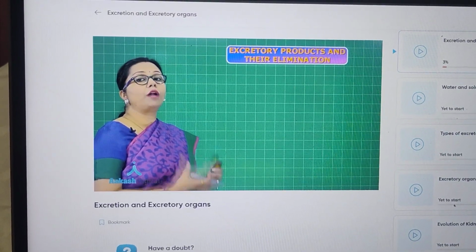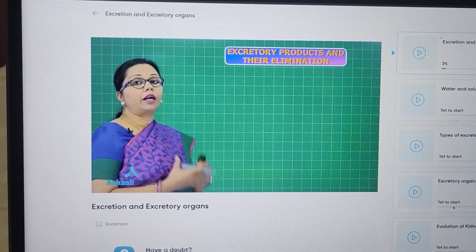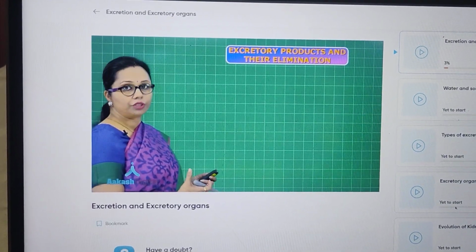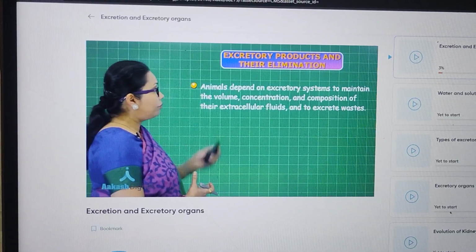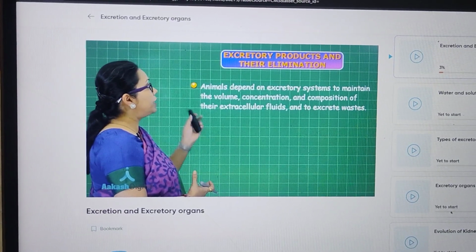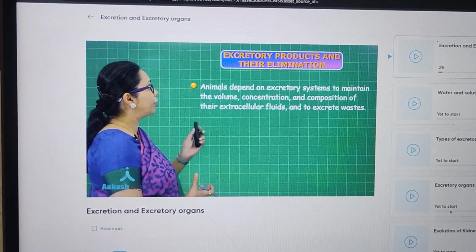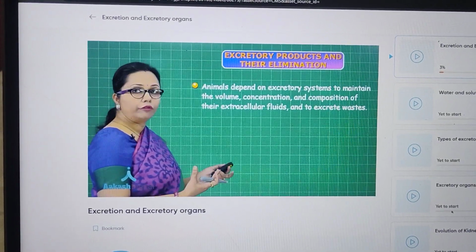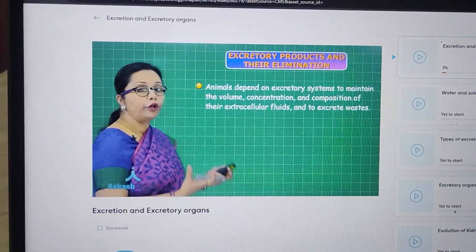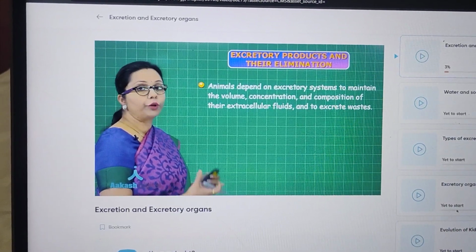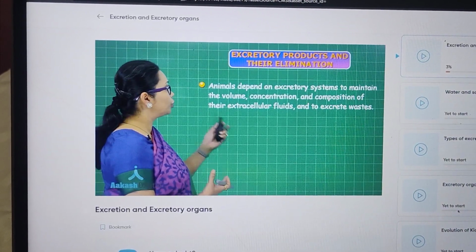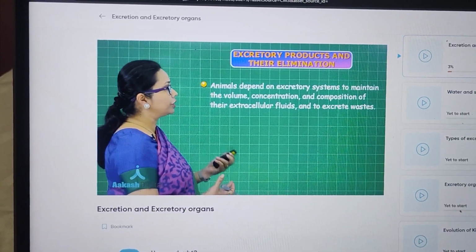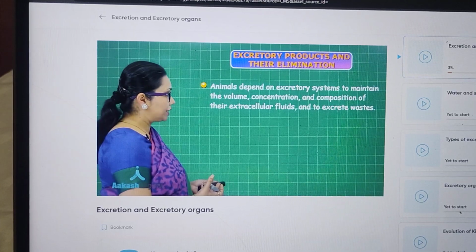Now, this is just one part of the excretory system. There are many more important functions of the excretory system as well. So the animals depend on the excretory system to maintain the volume, concentration and composition of their extracellular fluids. In our case, the extracellular fluids would be the fluid in our tissues, that is the interstitial fluid, as well as blood and lymph. Those are also extracellular fluids. And of course, not to be forgotten, to excrete the various wastes.